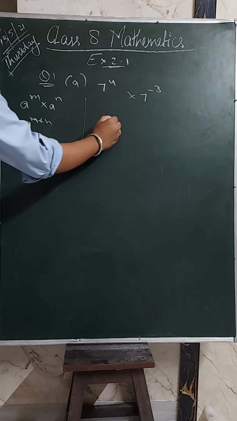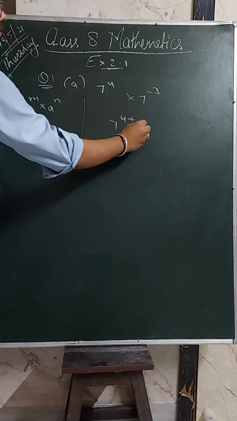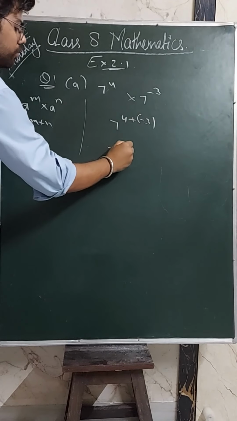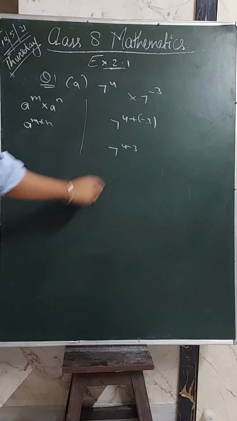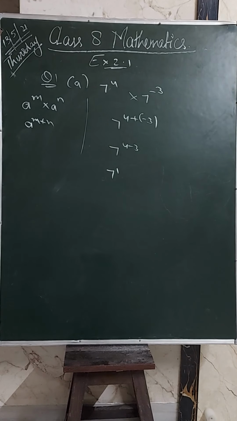This property we have to use with 7. Now 4 plus minus 3. Here two signs are there. Plus minus is what? We all know, it is minus. So 7 power 4 minus 3, the answer is 7 power 1. So this is your first part.